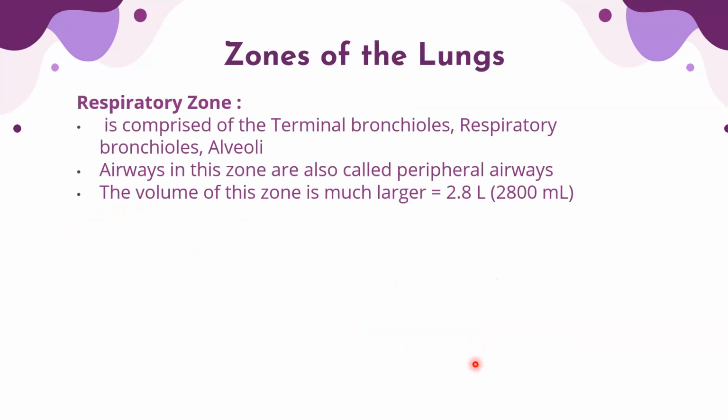The respiratory zone, on the other hand, is comprised of the terminal bronchioles, the respiratory bronchioles, and the alveoli. Airways in this zone are actually called peripheral airways, like we talked about. What you do need to know is that the respiratory zone actually holds a much larger volume of air, okay? And that's around 2.8 liters or 2,800 milliliters.